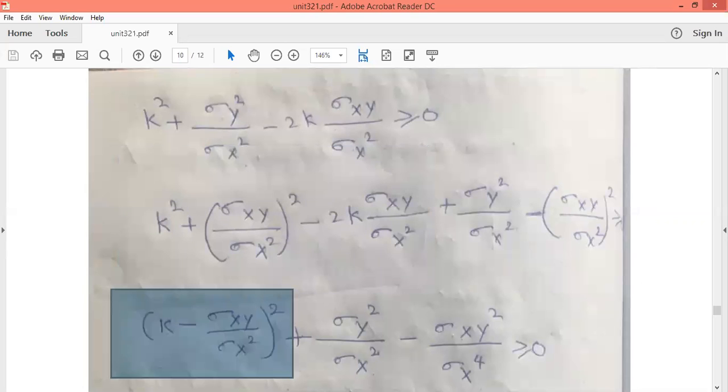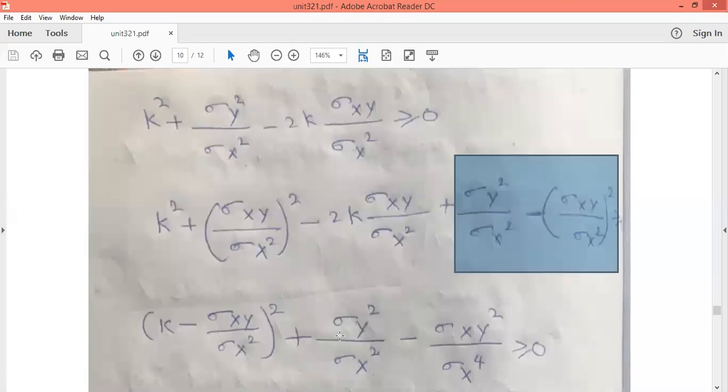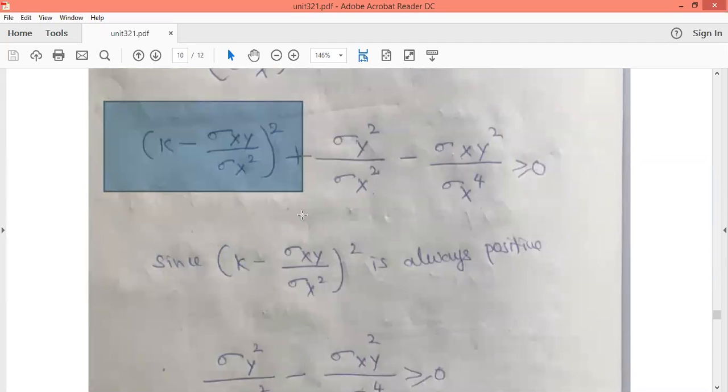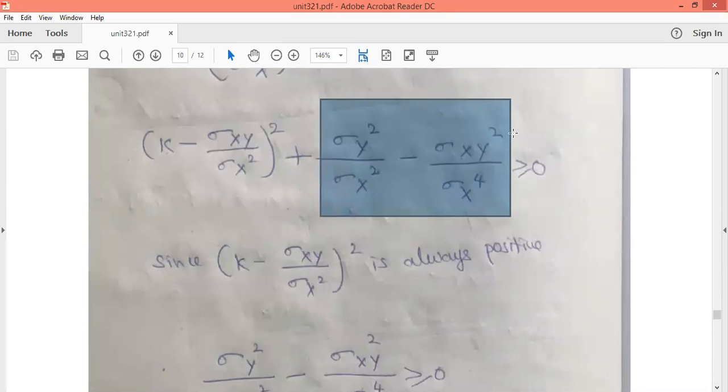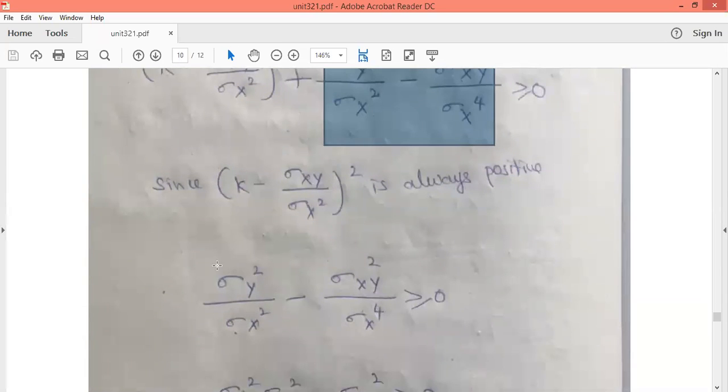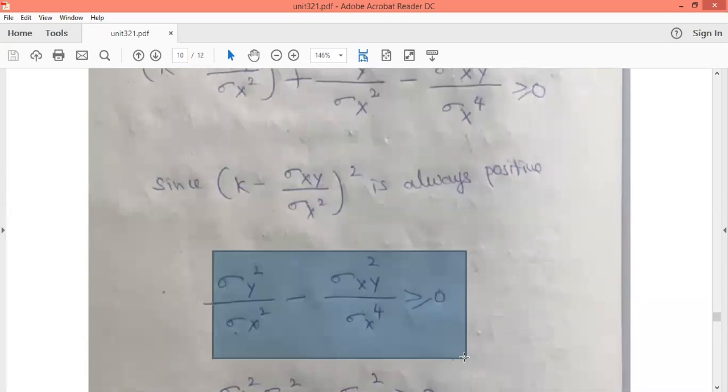So it can be written in the (a minus b) whole square form. The remaining two terms are sigma y square by sigma x square minus sigma xy square by sigma x power 4. The squared term is always greater than or equal to 0, always positive, so we are not considering it. The inequality depends only on the remaining term, which is why we consider this term. So this term should be always greater than or equal to 0.